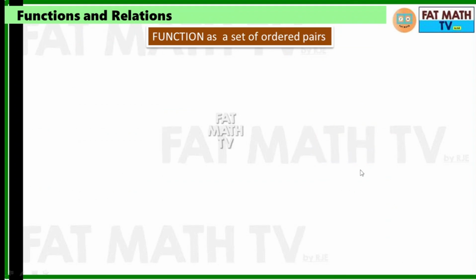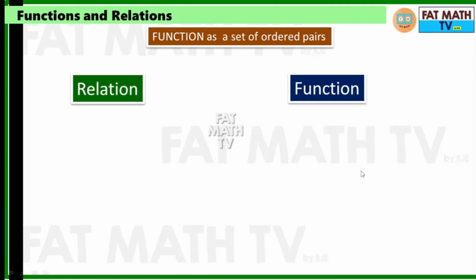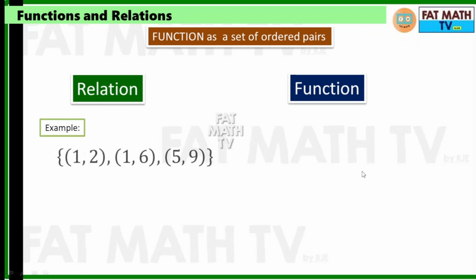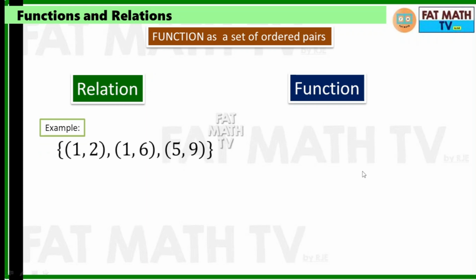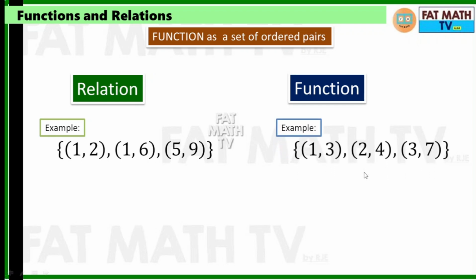A function can also be a set of ordered pairs. So for a relation, this is an example: (1, 2), (1, 6), (5, 9). For a function, we have here (1, 3), (2, 4), (3, 7). So from our definition a while ago, a relation can be any pairing, any pairing.